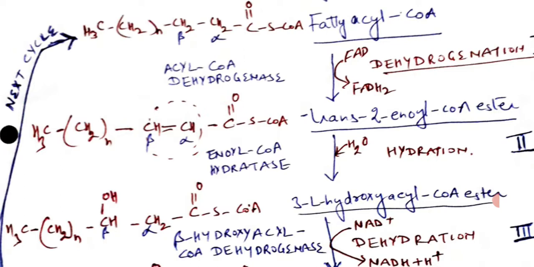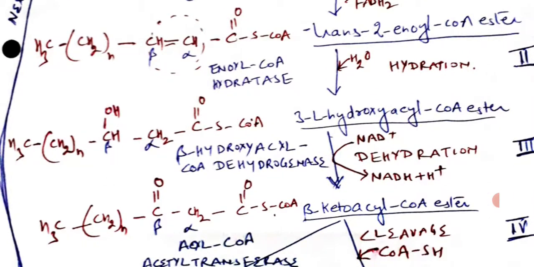As a result, 3-L-hydroxyacyl CoA ester is formed, which in turn undergoes dehydrogenation again. This time, the hydrogen removed is carried by the NAD carrier. This is the third step, catalyzed by the enzyme beta-hydroxyacyl CoA dehydrogenase. As a result, beta-ketoacyl CoA ester is formed.